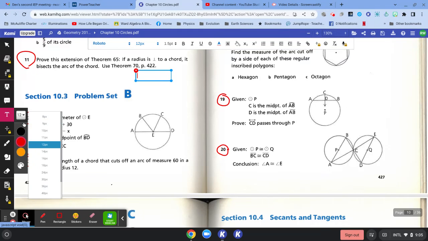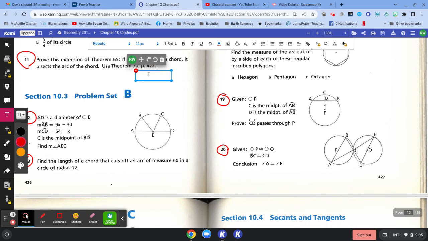This is Mr. Word, and I'm going to do a video on some Set B problems from the arcs, chords, and central angles section, 10.3 in the circles chapter. So let's start talking about this. We've got this problem, problem 12.